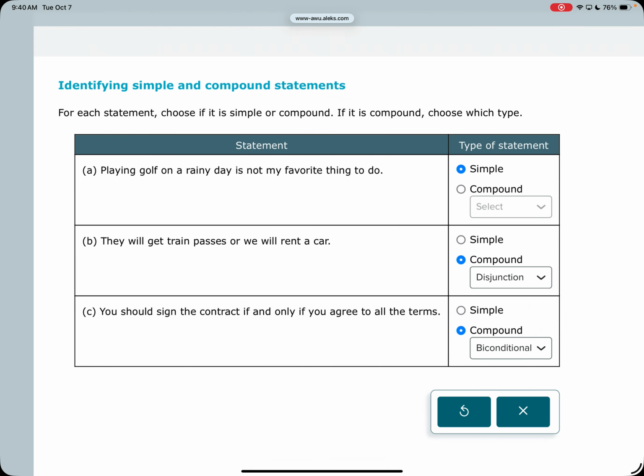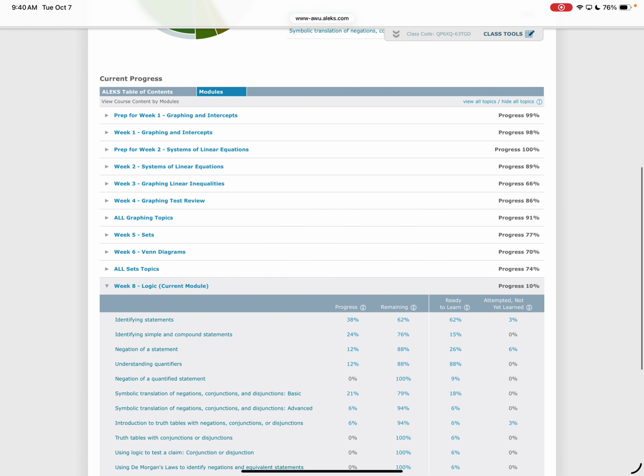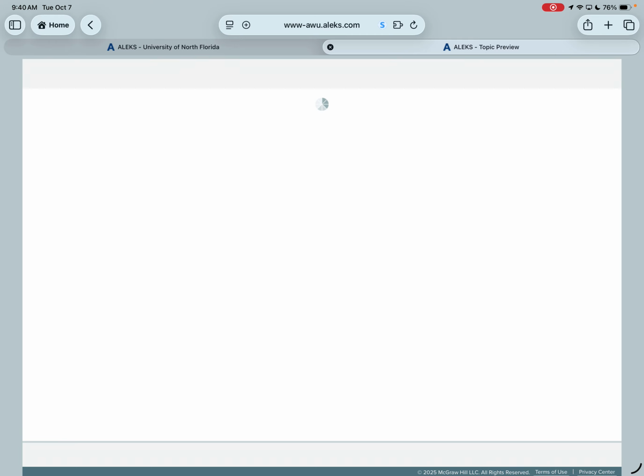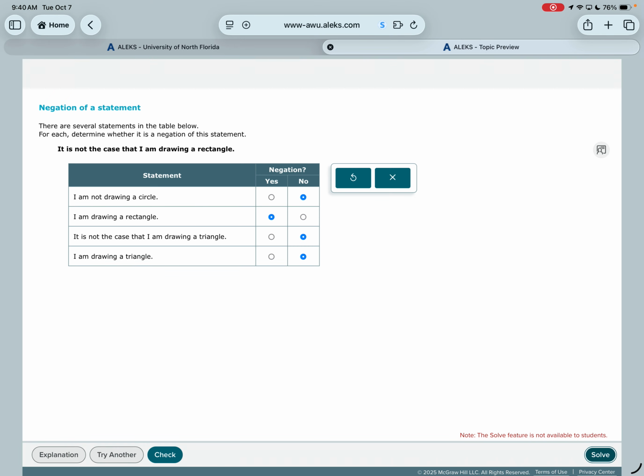All right, the next one is a negation of a statement. So the negation stuff is probably the hardest stuff that we do today.